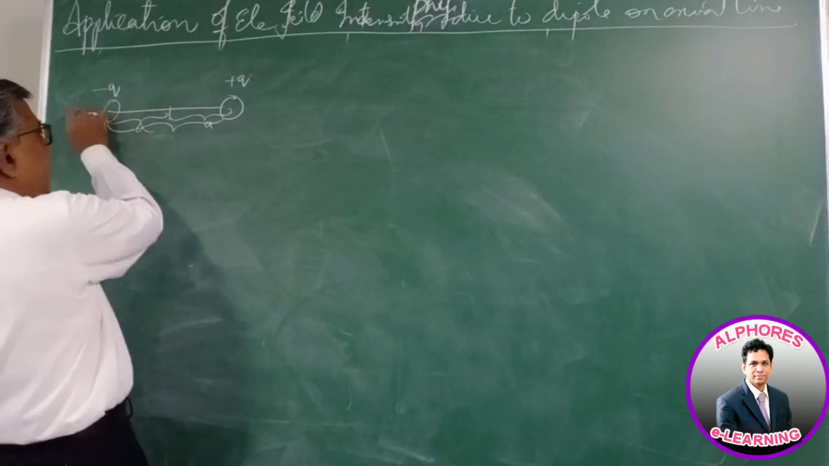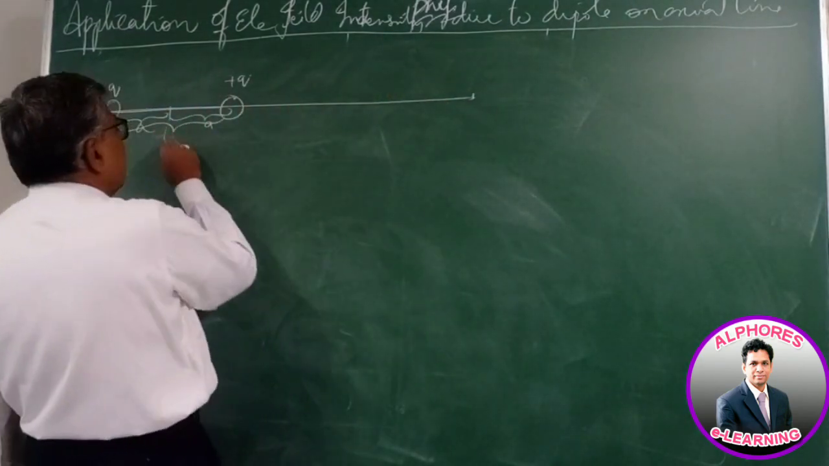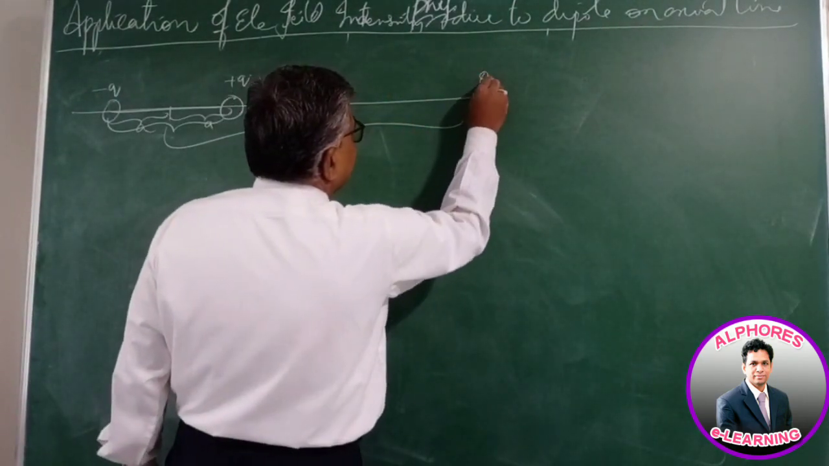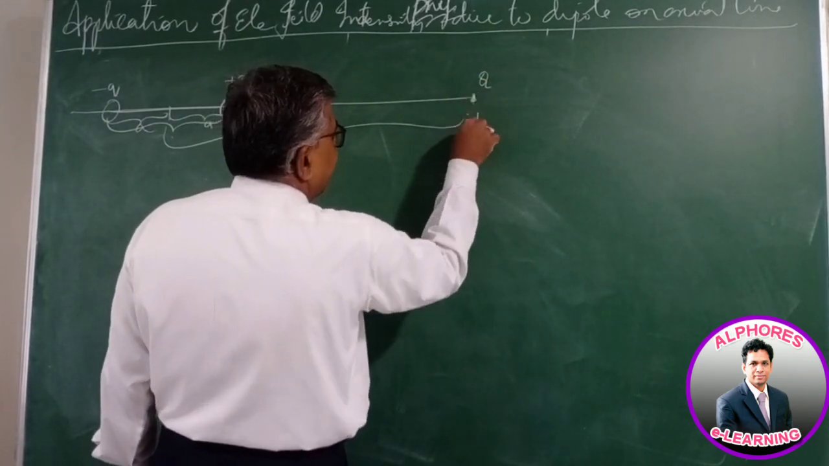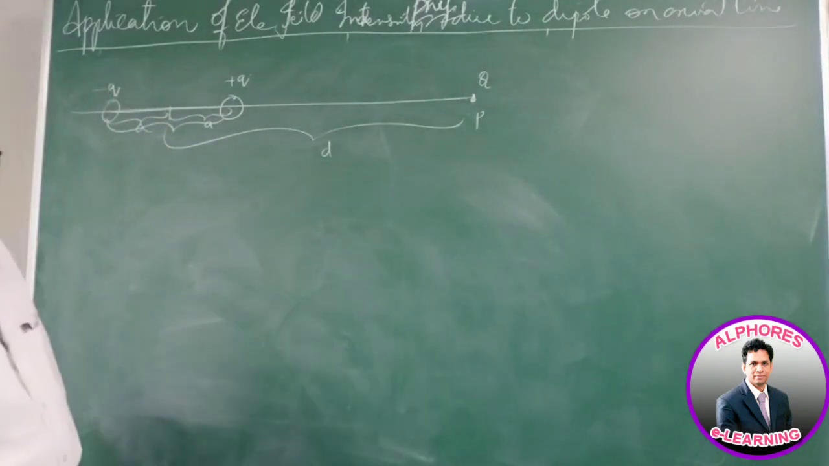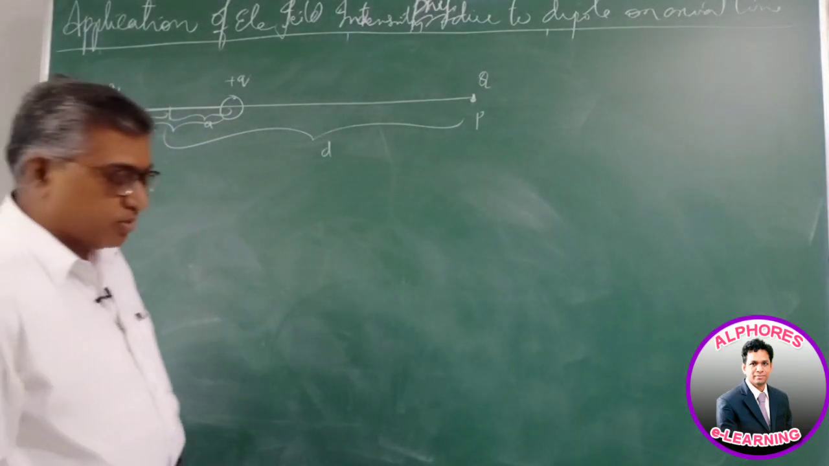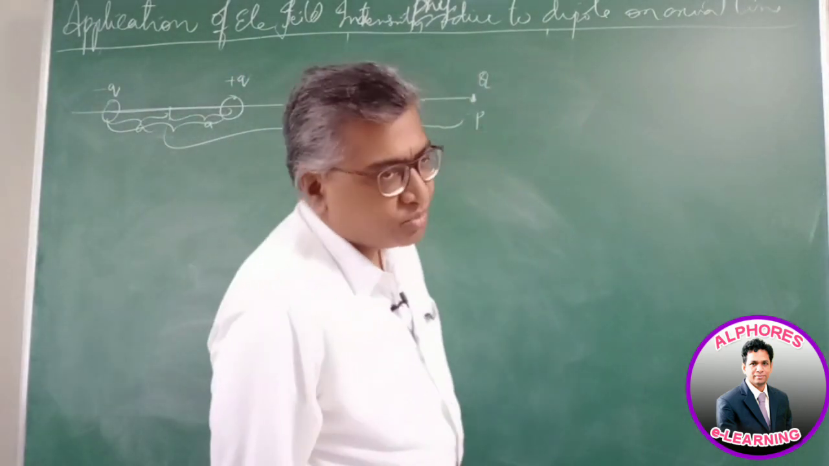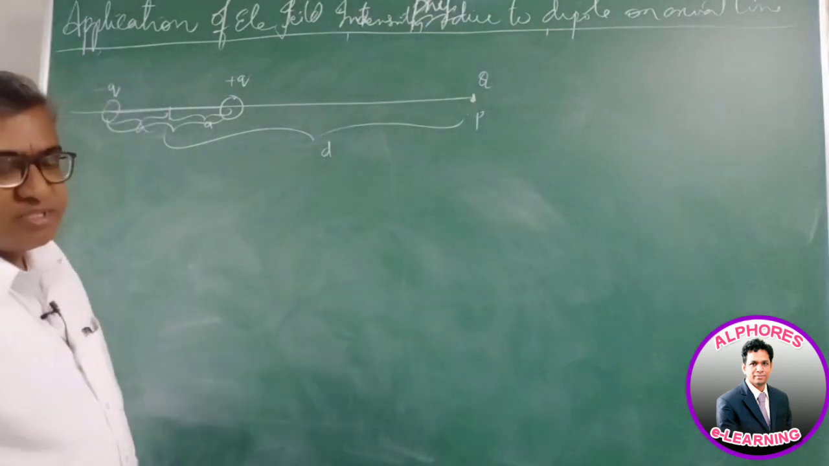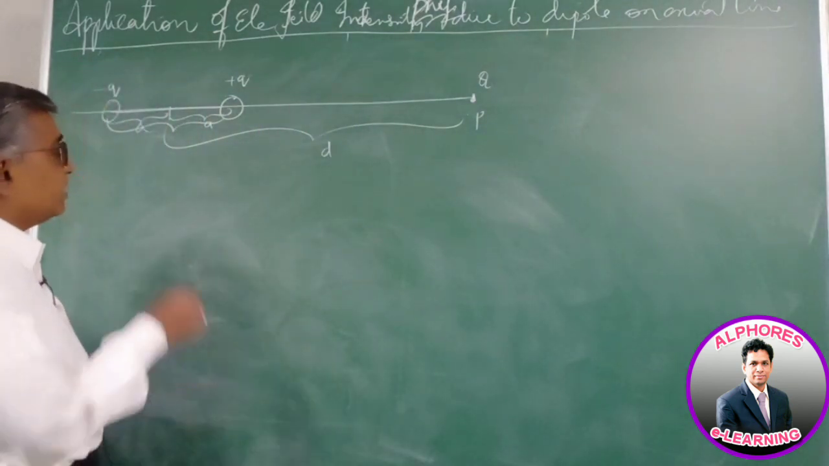On the axial line, from the midpoint, a charge capital Q is placed at a distance d, here at a point P. A charge capital Q is placed at a point P at a distance d from the center of the dipole. What is the force experienced by the charge Q placed at that point?